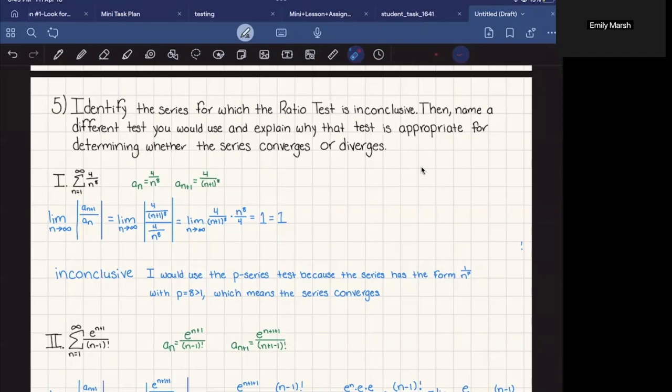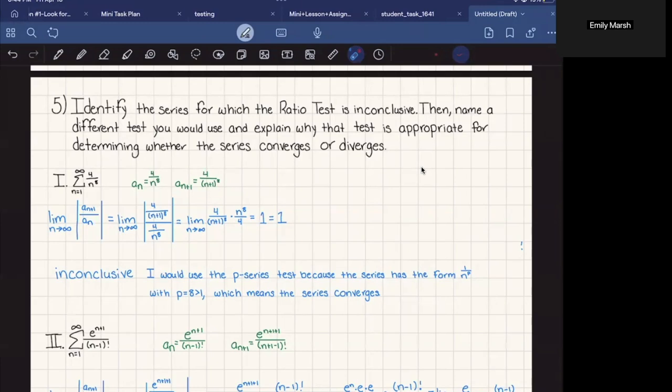Everyone. Today we'll be reviewing question 5 for the ratio test for convergence review worksheet. If you have any specific questions about the ratio test itself, that can be answered in a separate video. This question is kind of long, so bear with me and let's get through it.